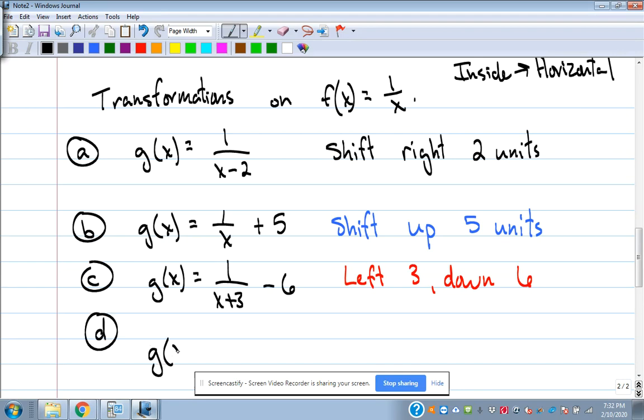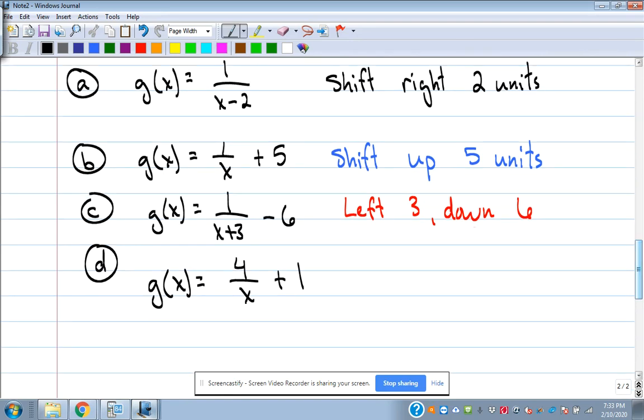One more. G of x is equal to 4 over x plus 1. That'd have to be a negative sign to be a flip, a reflection. What's the 4 do? I think we know what the plus 1 does. What's the plus 1 do? Up 1, right? This 4 is the one. What's up with the 4? How did that 1 over x become a 4 over x?